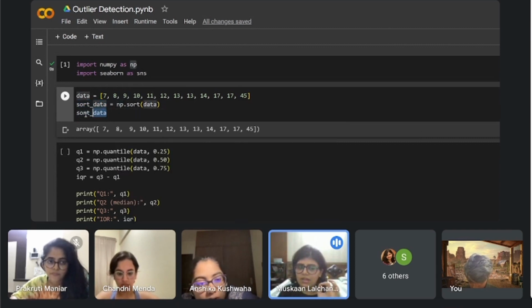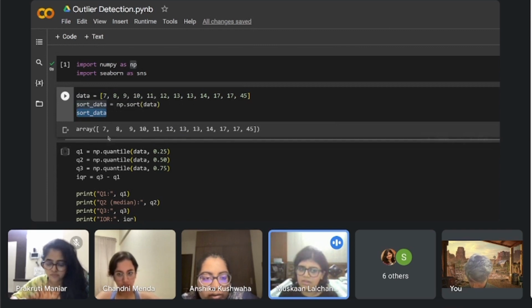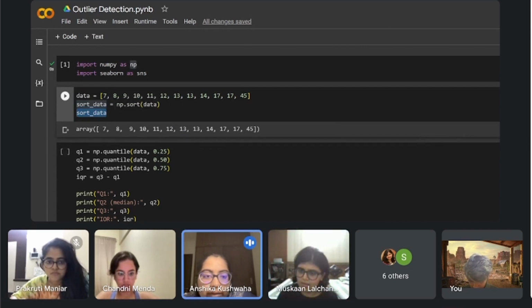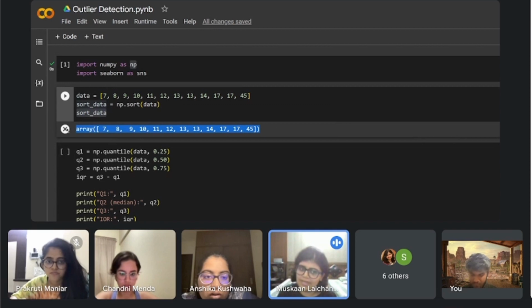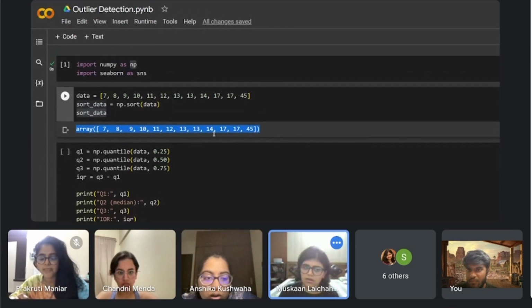And then I wrote sort data, only sort data, which tells the program to print it, to show me the output, so that I can see if it's okay. And then my data gets printed in a sorted manner, in an ascending order. Cool. And here I wrote array because it's a kind of a data structure.